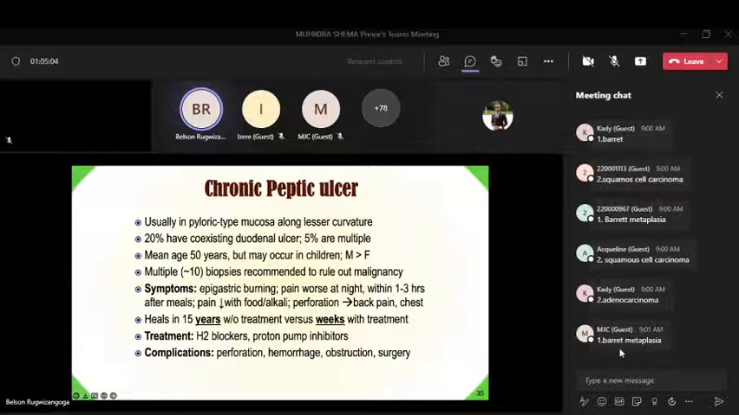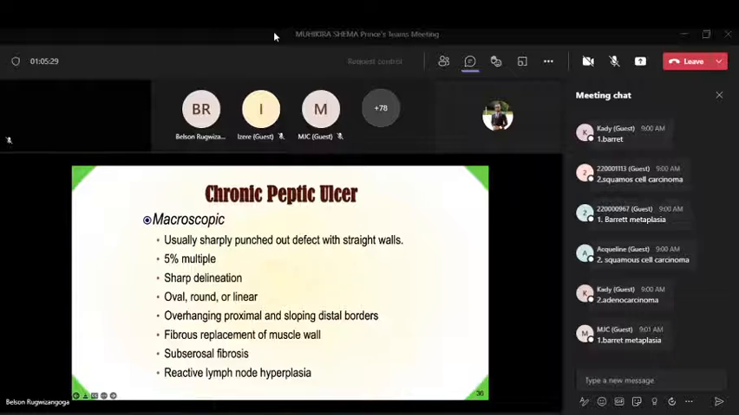So the complications are perforation, as in this case we are discussing, hemorrhage, and obstruction. Of course, if there is a perforation, usually there is peritonitis, then the organs will be paralyzed, stomach and intestines. And surgery will be necessary in most cases.